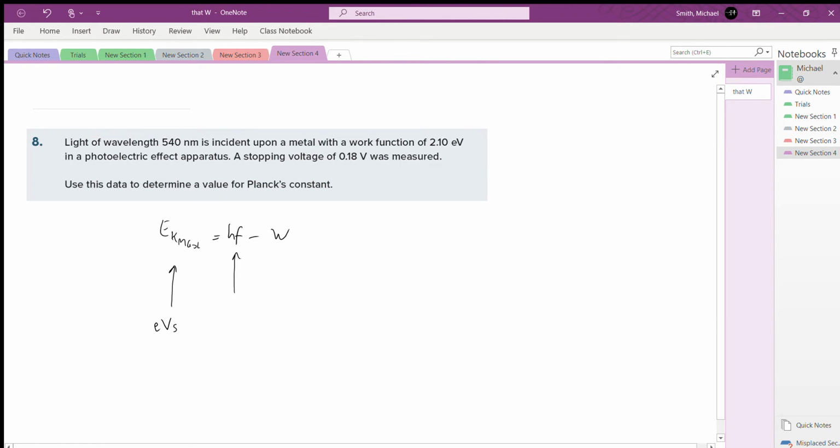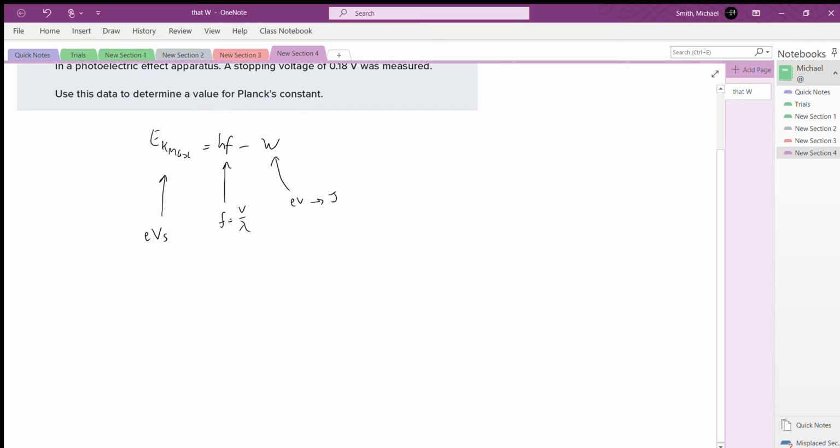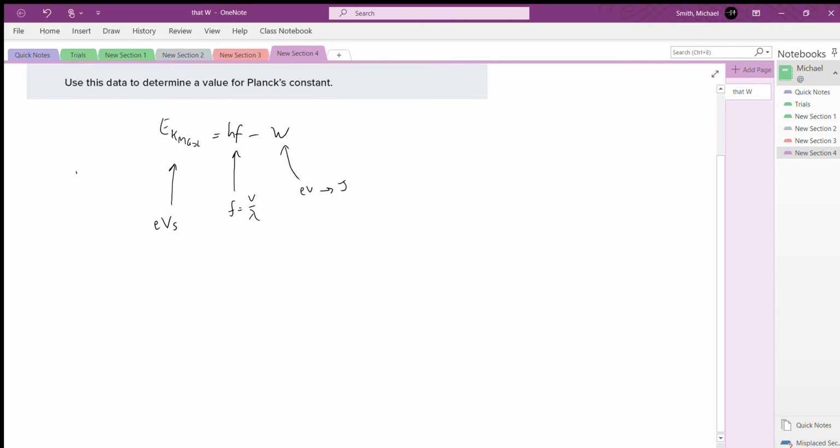The frequency we can determine using the wavelength. So here we're just using the rearranged version of the wave equation. And the work function, we've got it in electron volts, but we can just convert that into joules. That's easy enough. After that, we will rearrange this formula, substitute the values, and we should have a value for Planck's constant. So first let's work out the maximum kinetic energy.